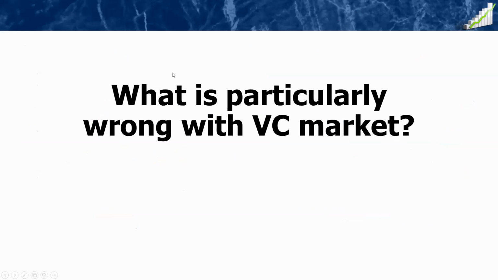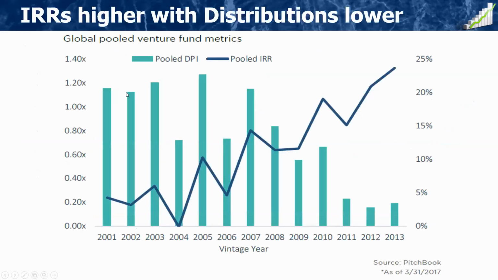But I wanted to stress some other important things on the VC market now. If you look at the market, and this is PitchBook, the pooled distributed to paid-in capital was decreasing, right? But the IRRs were increasing. So remember that example with the fund having high IRR of 0 DPI. Always remember that it's important to understand whether your IRR is realized or unrealized.